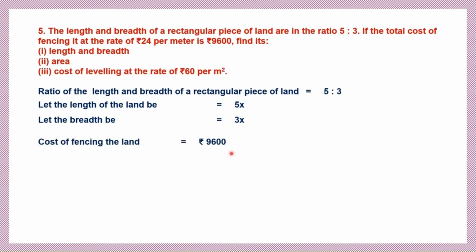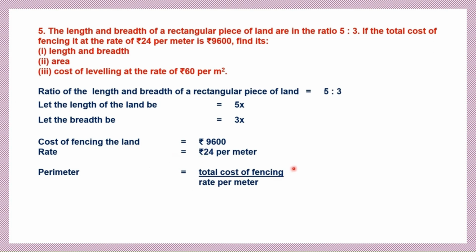Cost of fencing the land is given to us. Then the rate is also given to us. If we use this formula, that is, perimeter is equal to total cost of fencing, which is already given to us, divided by rate per meter, that is also given to us, we'll get perimeter. And once we get the perimeter, we can find the length and breadth. So we have to go through it indirectly. You have to make use of what is given to you and see which formula can I apply here. So here, because we have been given these two values, we can apply this formula. So let's do this now.